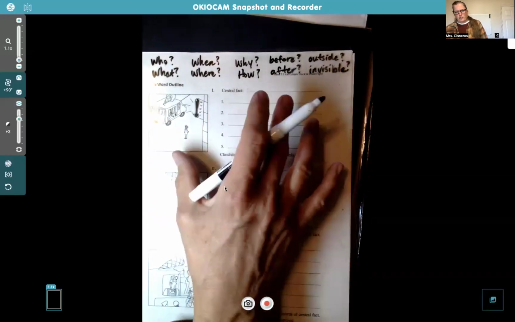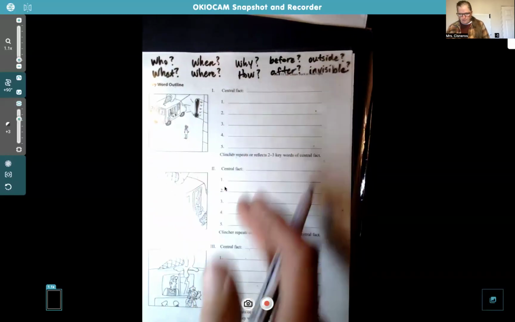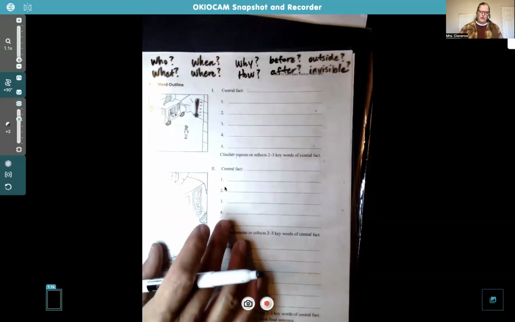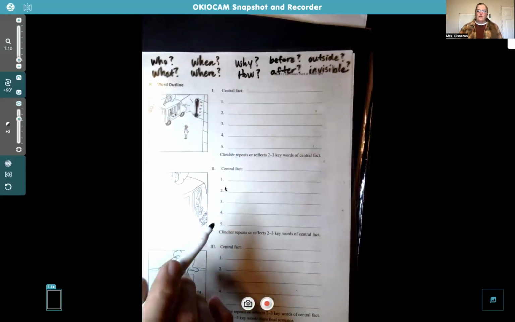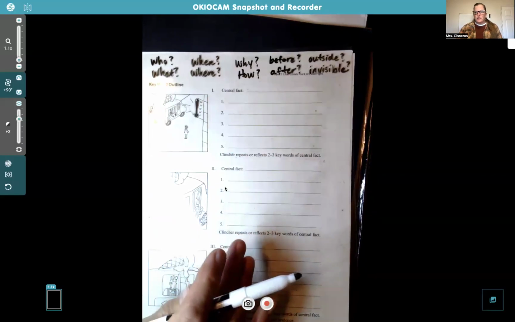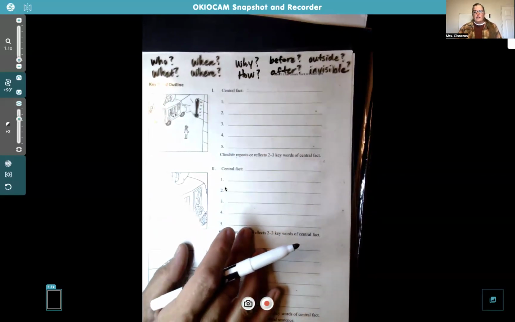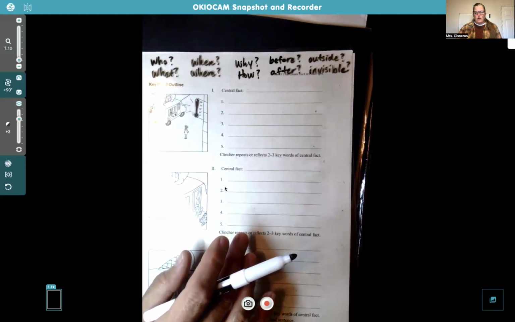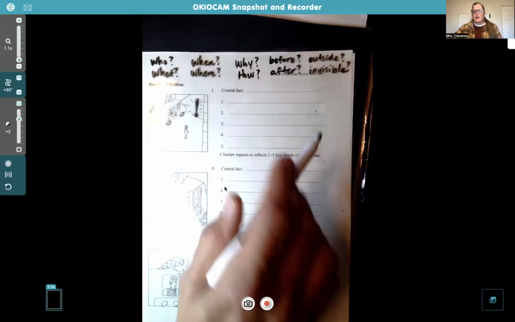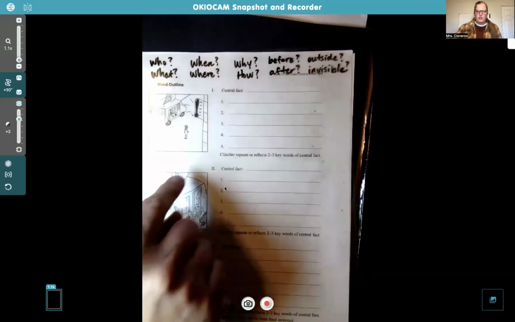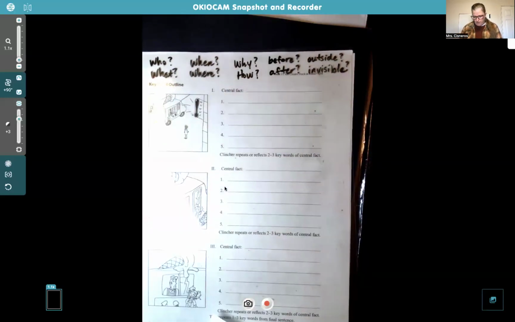Before and after the pictures. Outside the picture, and invisible, what's happening that we don't see in the picture. So write down those words at the top of your page there, and that will help you when you go to sit down to do your homework. Go through those questions and just come up with a plot. And remember, each picture is a separate paragraph.